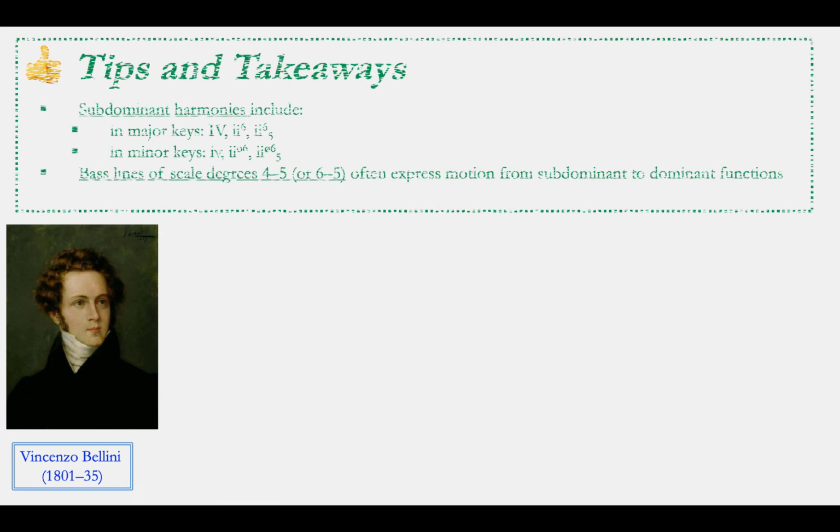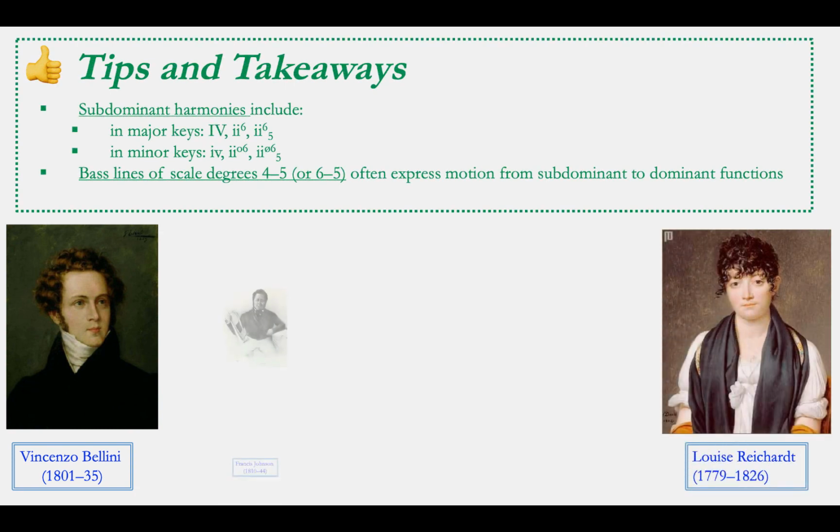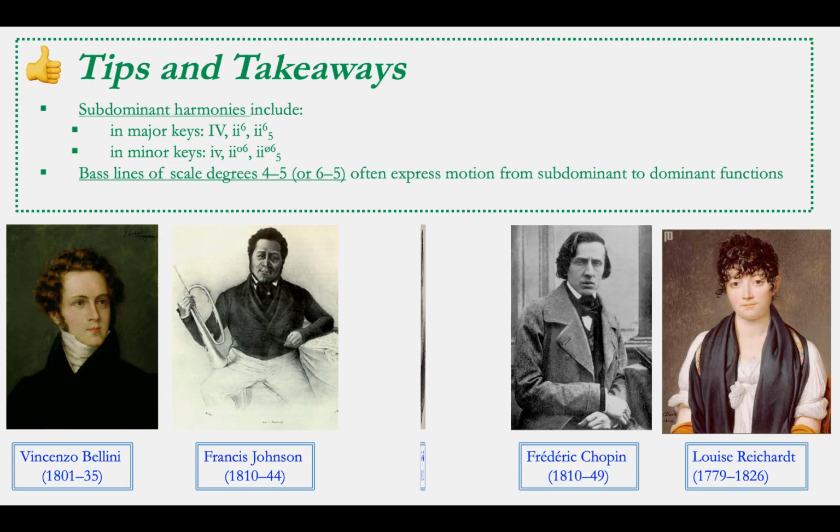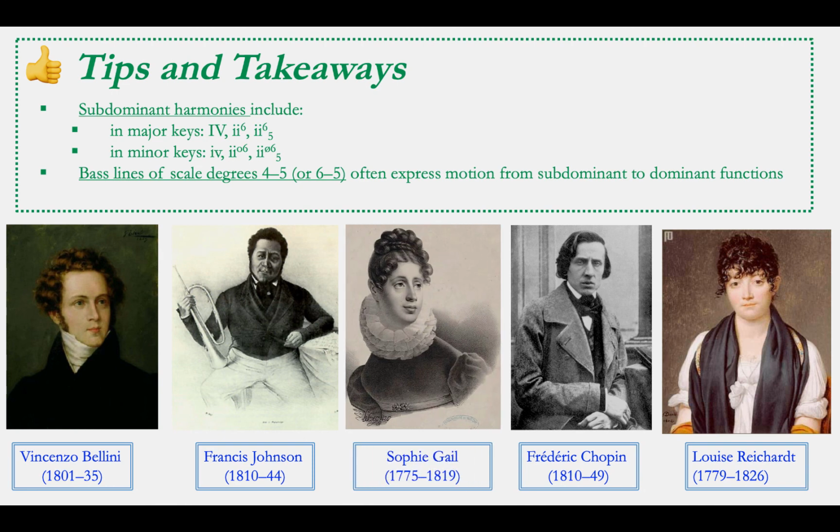So a few main tips and takeaways from this video. The subdominant function is not just the 4 chord. 2 chords are also very common, and specifically 2 chords in first inversion, 2-6 or 2-6-5. The reason 2 chords can be so common is they can avoid the issue with parallel fifths that sometimes arise when moving from 4 to 5, and also because they have an interesting chord quality because the 4 and the 5 will be different chord qualities.